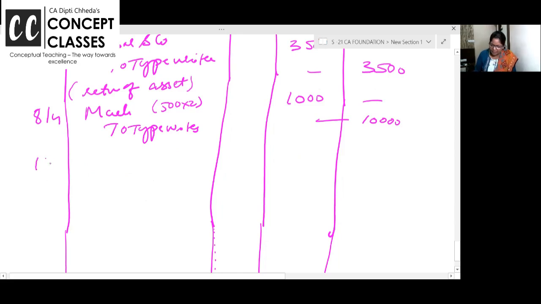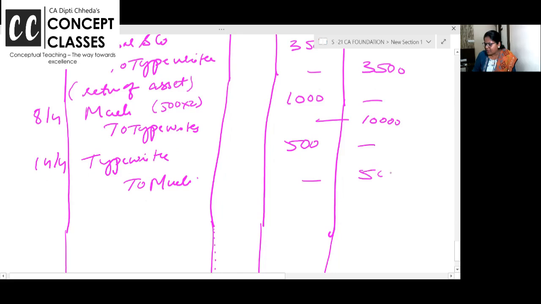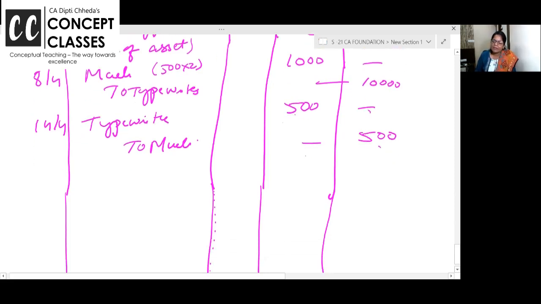Directly 14th. Murli returned 1 typewriter. Again typewriter. Asset is coming in. To Murli. 2 we have sent. 1 he is returning back. 500 debit, so here dash, 500 credit the giver. So here typewriter is an asset coming in.